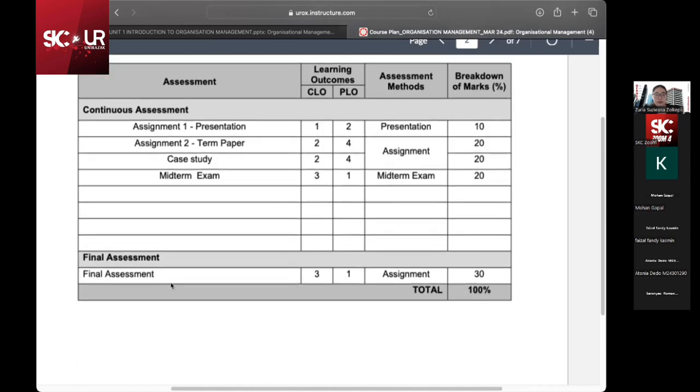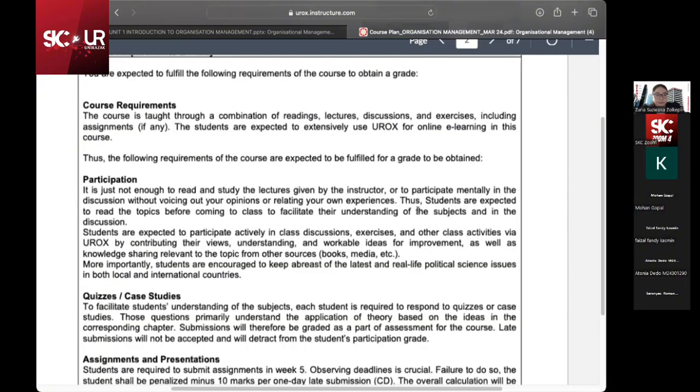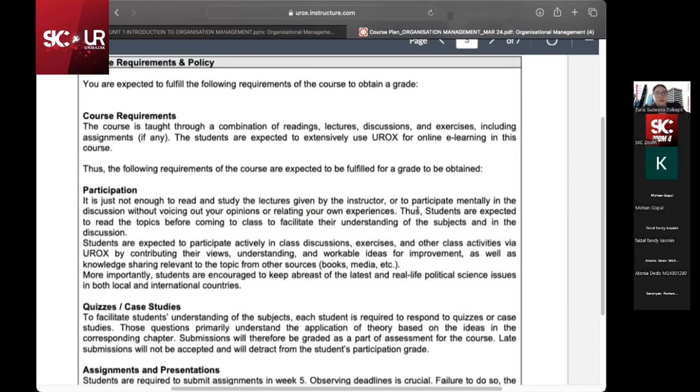We don't have a final examination, but we do have a final assessment, which is a take-home examination, just like an assignment. You will have 1 week to complete your assessment, and it contributes 30% to your final grade. And lastly, you will receive your final grade. So this is the course requirement and policy.